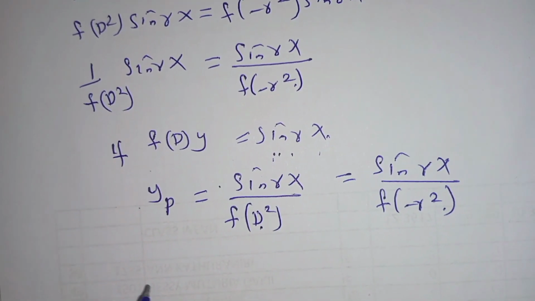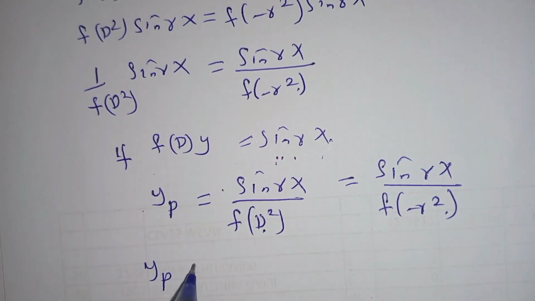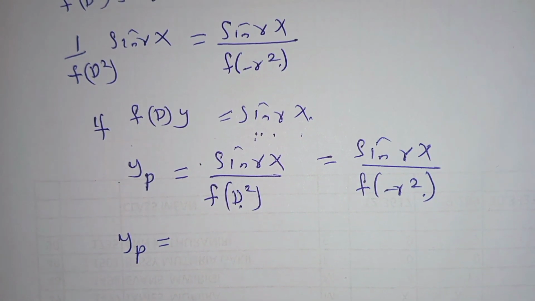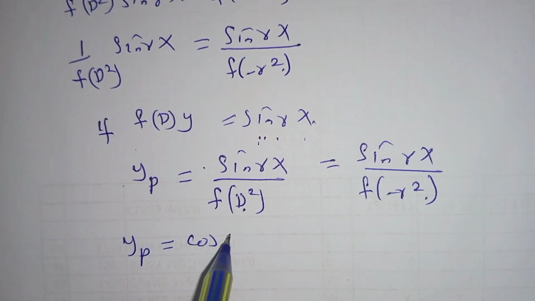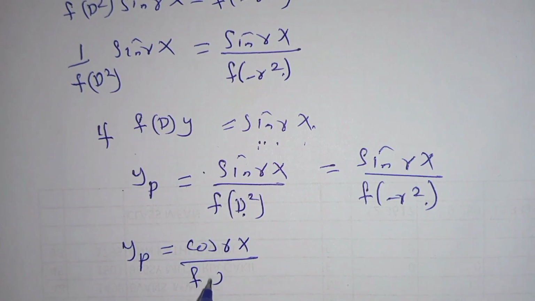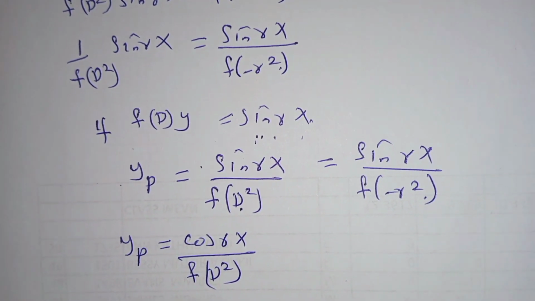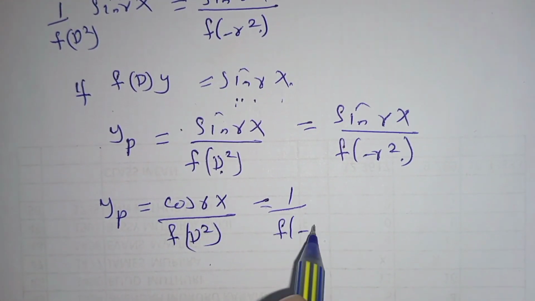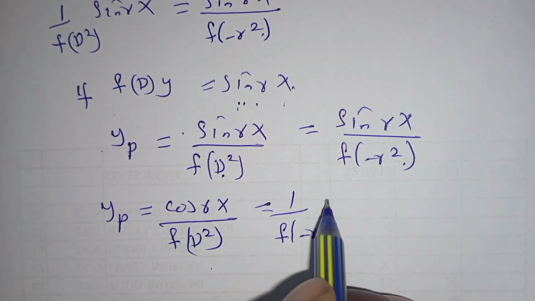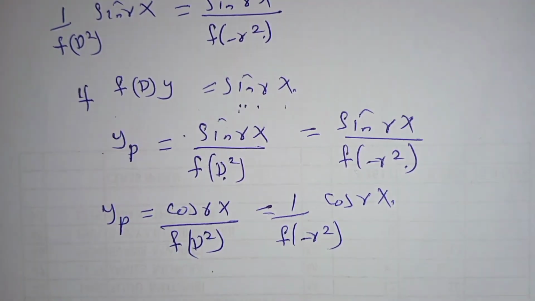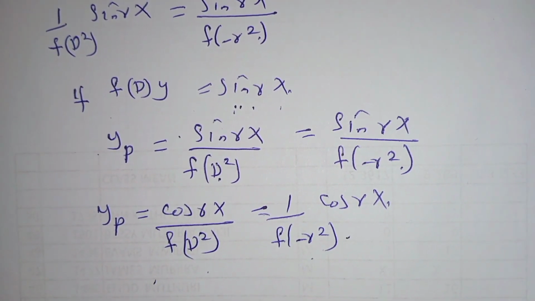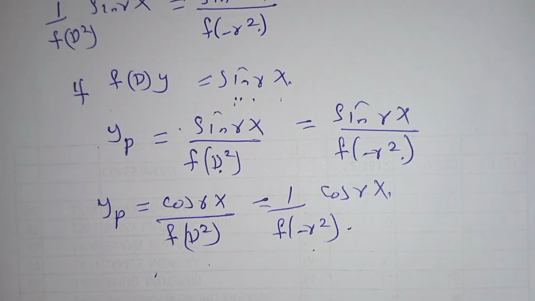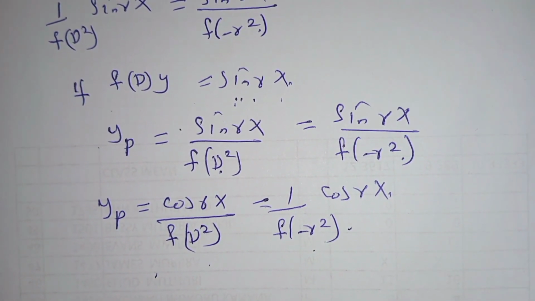Similarly, when you have yp equal to cos of rx over f of D squared by the D operator, it is equal to 1 over f of negative r squared times cos of rx. So you substitute negative r squared for D squared and you obtain your result. That is how the particular part is obtained in those simple steps.